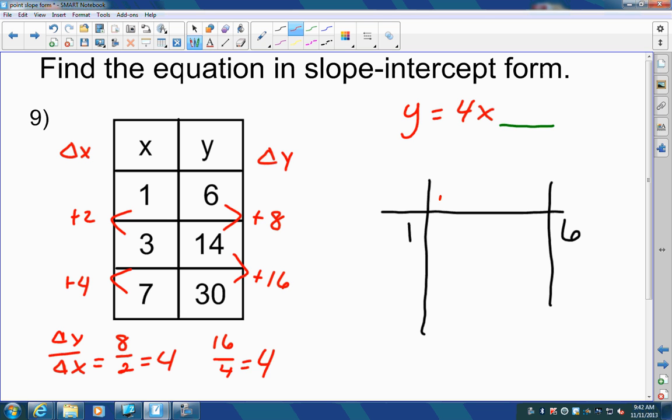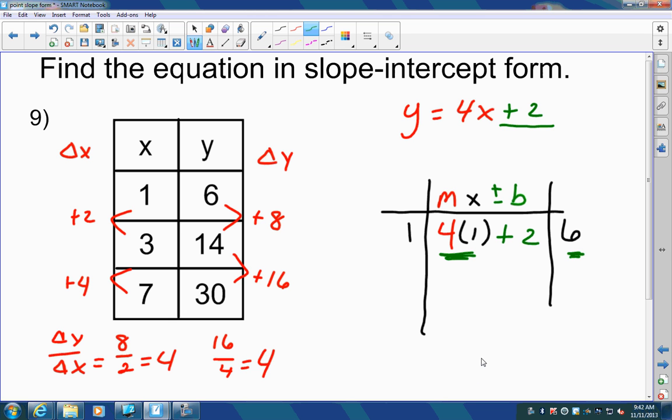So first is, remember, m is my slope. So I'm going to put my 4 times my x, which is 1. Well, now I need to find my y-intercept. What do I add or subtract? So 4 times 1 is 4. What do I have to add or subtract to 4 to get to 6? Plus 2. So my equation is 4x plus 2.